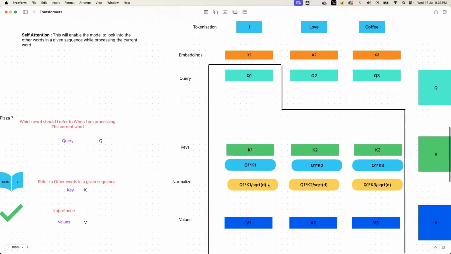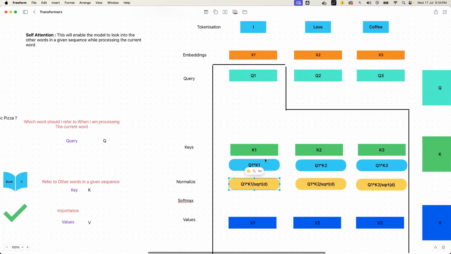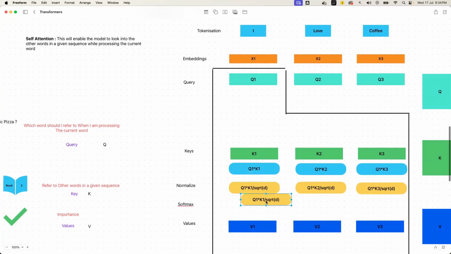Once I've performed the normalization, obviously this will be on a small scale. Now we would go ahead and apply something called softmax. What happens when we apply a softmax? Can anyone tell me? Perfect, it's a probability. It will generate a probability score between 0 and 1.